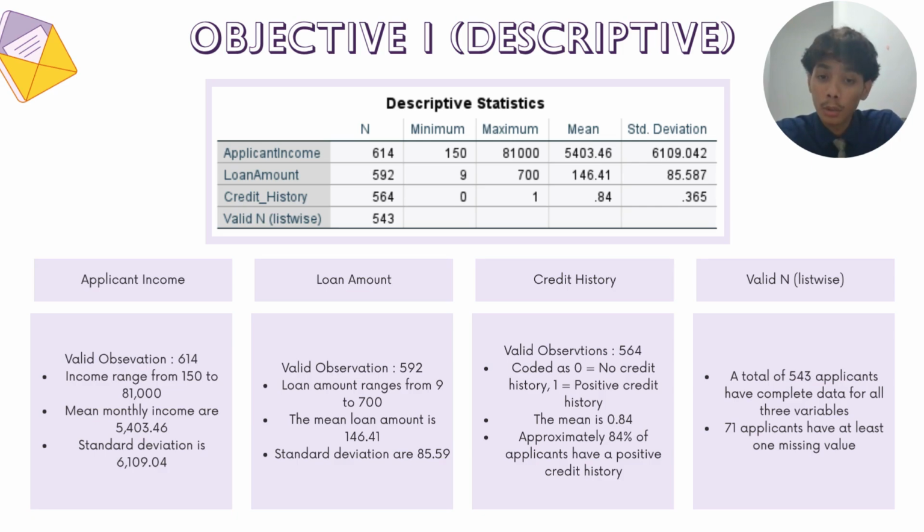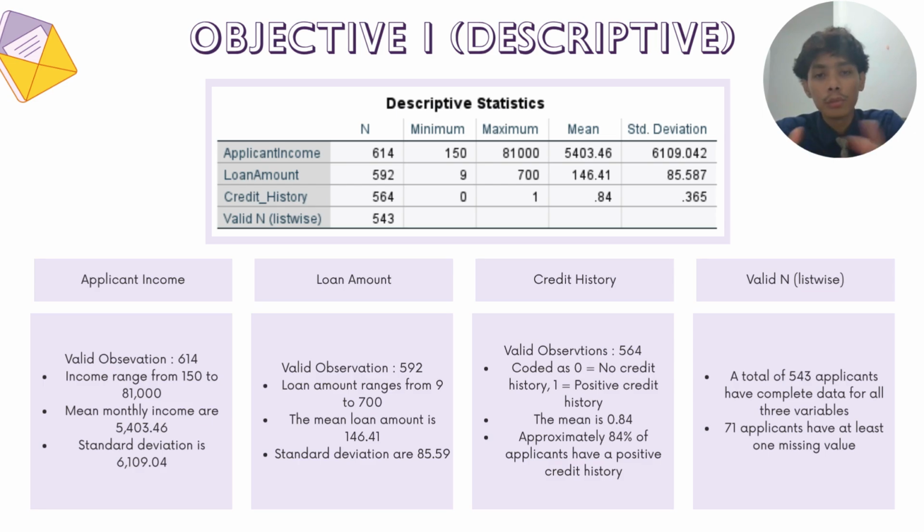Next, let's look at the loan amount. There are 592 valid observations for loan amounts. The requested loan amount ranges from 9 to 700 with a mean of 146.41 and a standard deviation of 85.59.